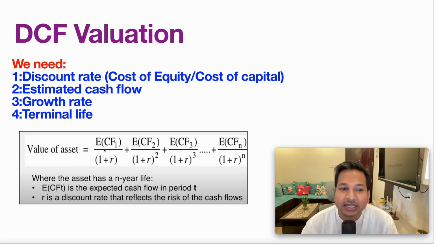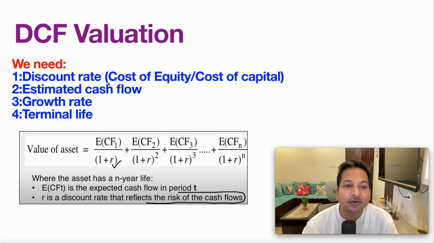This is the formula, an easy formula, where you need four inputs. First is the discount rate, this R. The R you are looking at at the bottom is called the discount rate, which reflects the risk of the cash flow. What is the risk in the cash flow?